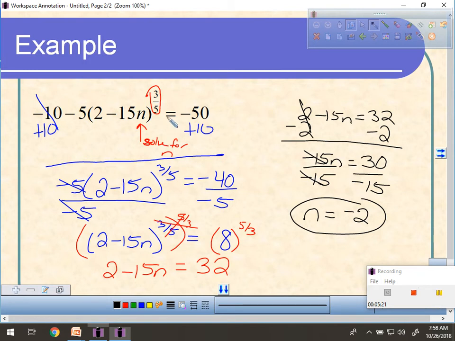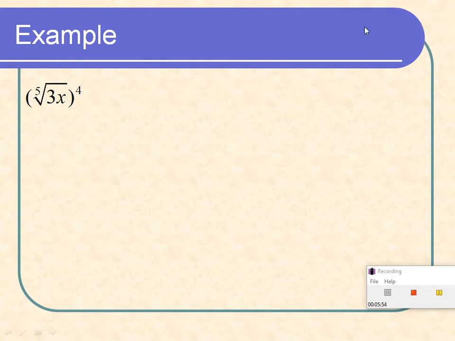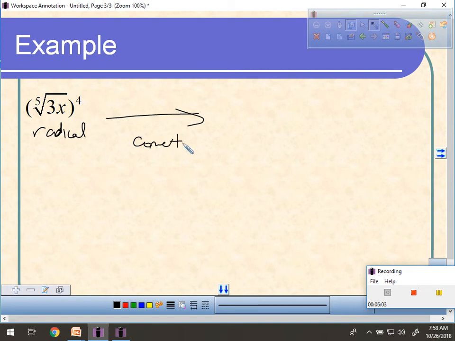All right, the second type of example is whenever you had to convert. So case in point, take a look at this one. Seems pretty straightforward. It's in radical form right here, and it doesn't say right here, guys, but the directions for this would be to convert, and I want you to convert it into rational exponent form. So this is in radical form. I want it in rational exponent form.